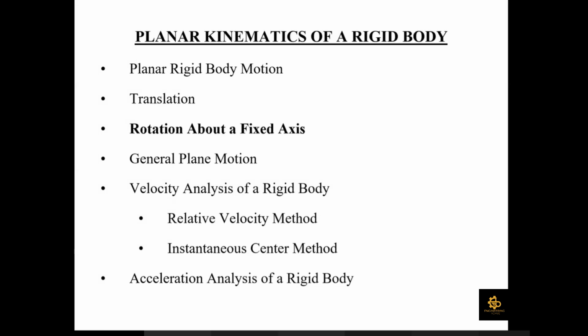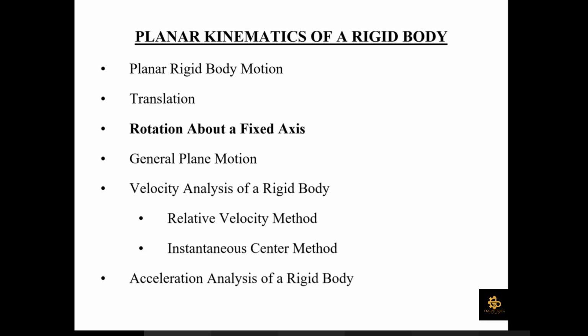How do we differentiate? In case of rectilinear translation, if you pick any two points of that rigid body and track those points, and those points form equidistant straight lines, then that type of translation is termed as rectilinear translation.